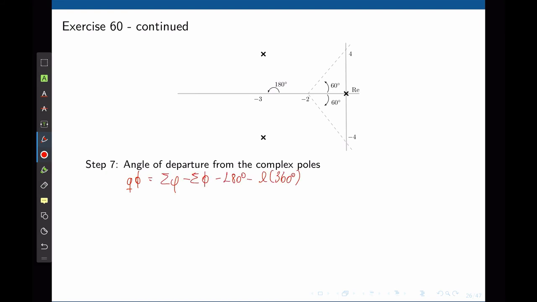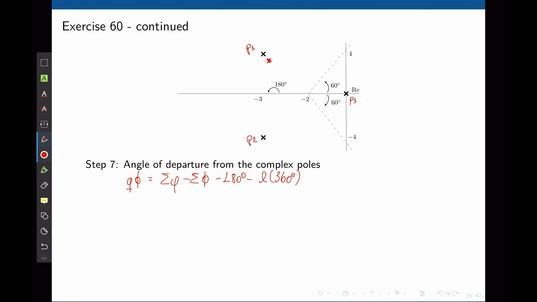for the departure angle. The sum of the angles of all zeros minus the sum of the angles of all poles, minus 180, minus L, which is a constant, times 360, and this condition must always be satisfied. Now the way you're going to approach this is to create a reference point. Let's take this reference point here. And this reference point is going to be very close to P1. This is P2, this is P3.